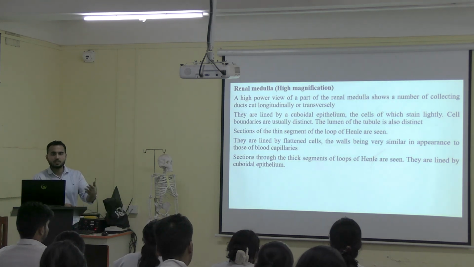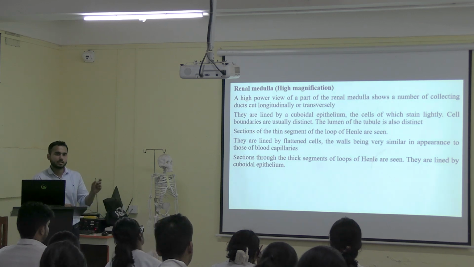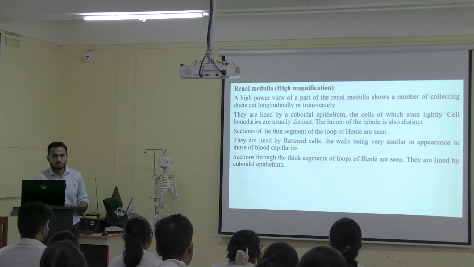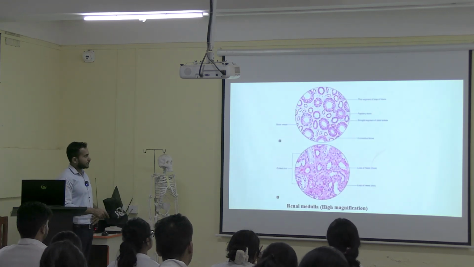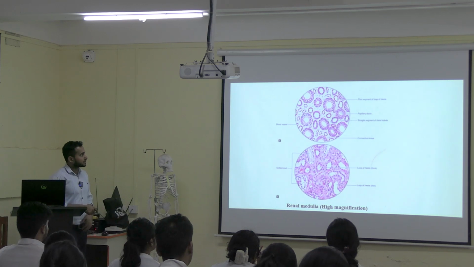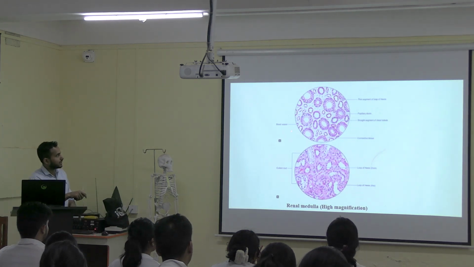If you see the high power image of the renal medulla, especially of the thin segment and the thick segment, the thin segment has simple squamous epithelium, and the thick segment has simple cuboidal epithelium. So identification can be done easily. Now this is the renal medulla high power. This is the schematic diagram. Here you can see blood vessels are also seen.